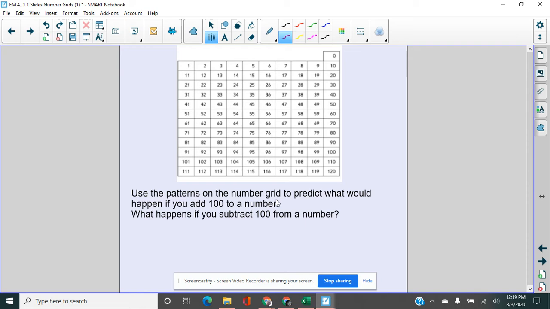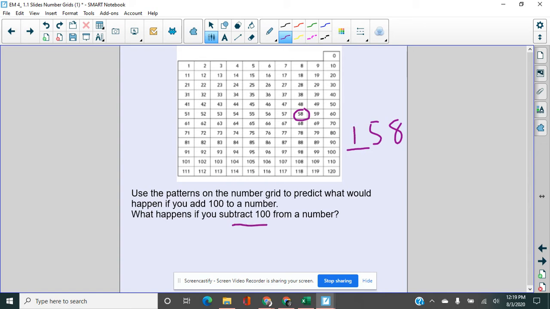Use the patterns on the number grid to predict what would happen if you add 100 to a number. What if you subtract 100 to a number? So let's pick a number here like 58. Well, what if we added 100 to that number, right? So we'd have 58. And then if we add a number here in the 100 spot, now we have 158.